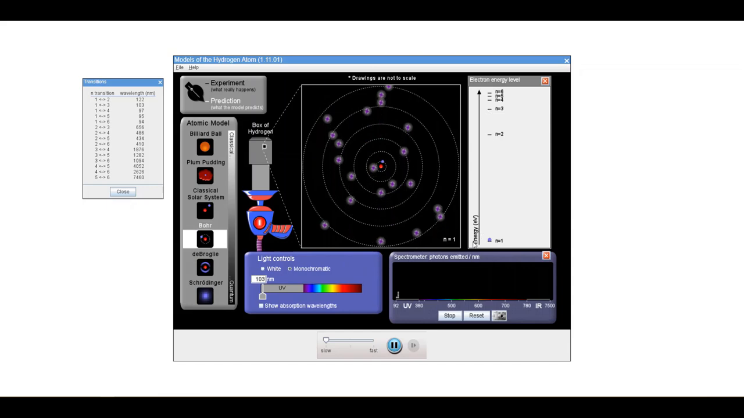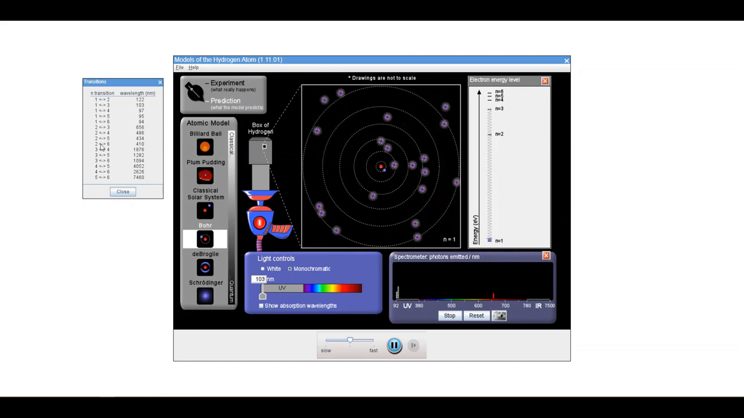Oh, it fell back down to n equals 1. It doesn't go to n equals 2. Let me speed it up a little bit. Okay, n equals 2. There. So see, it went down to n equals 2, then n equals 1. And look, it's letting out a red photon because that's the transition from n equals 3 to n equals 2. N equals 3 to n equals 2, look, over here, that's 656 nanometers. That's a red photon. So sometimes it goes from 3 to 1, and it'll emit a UV photon.